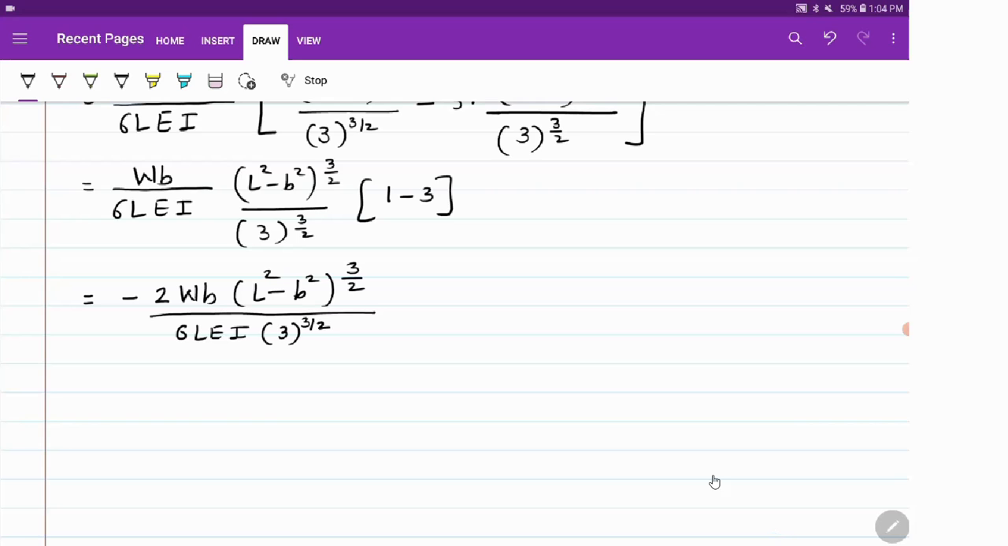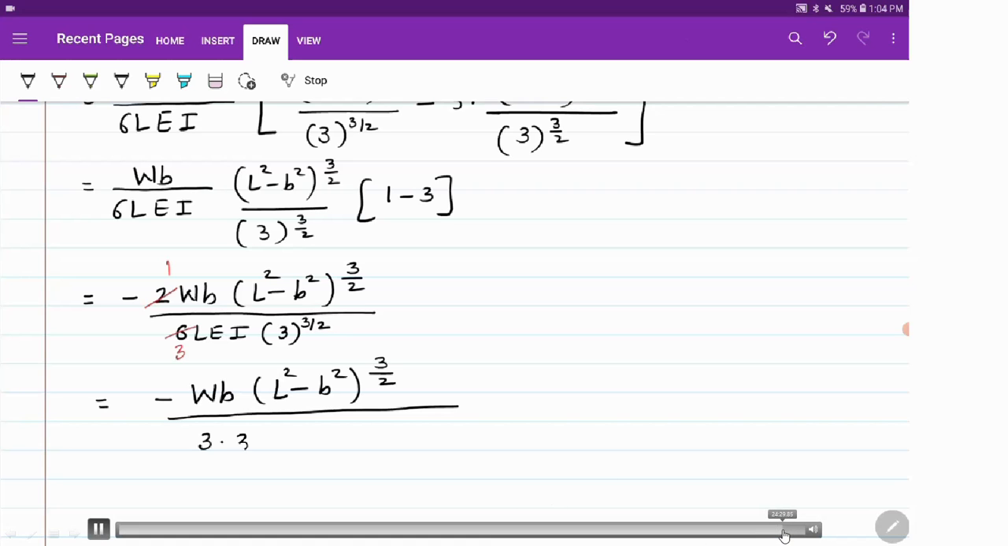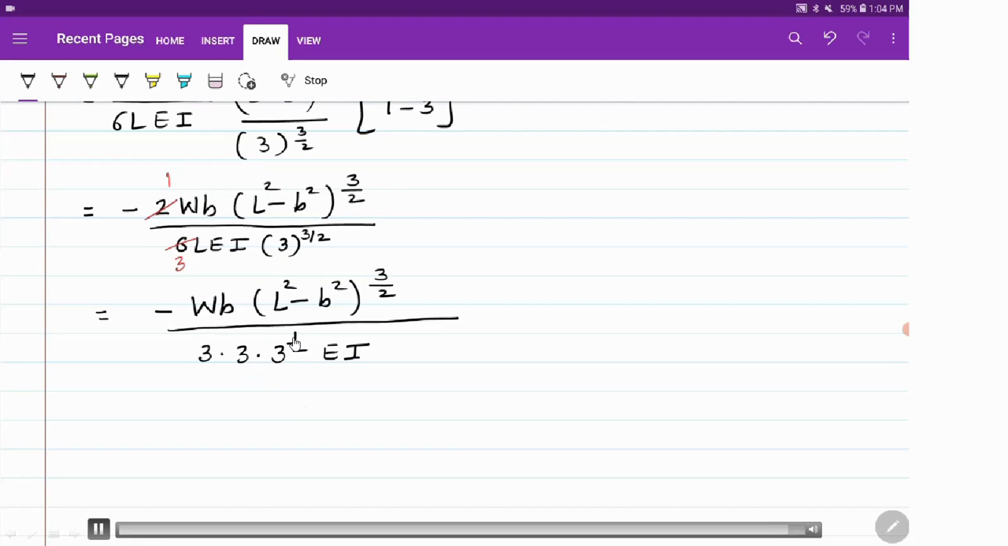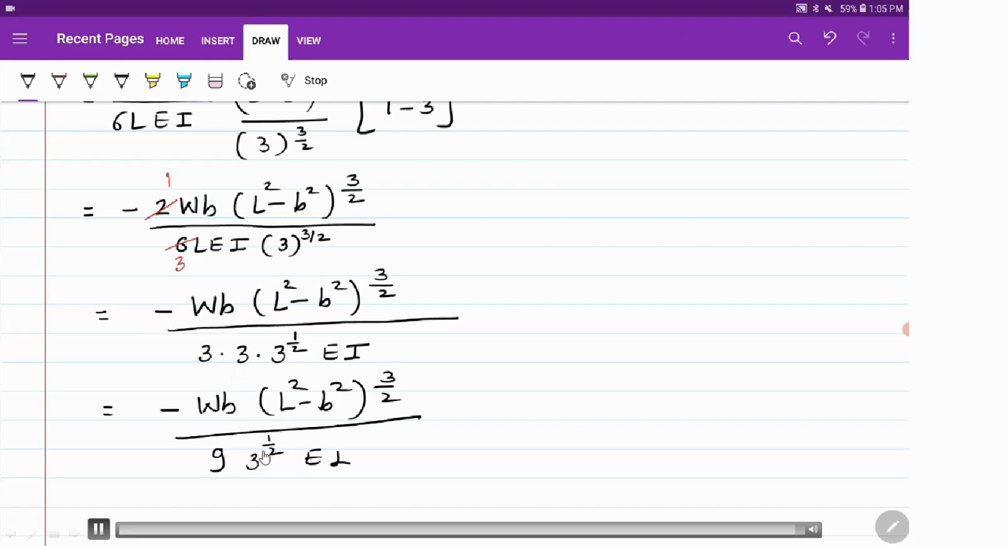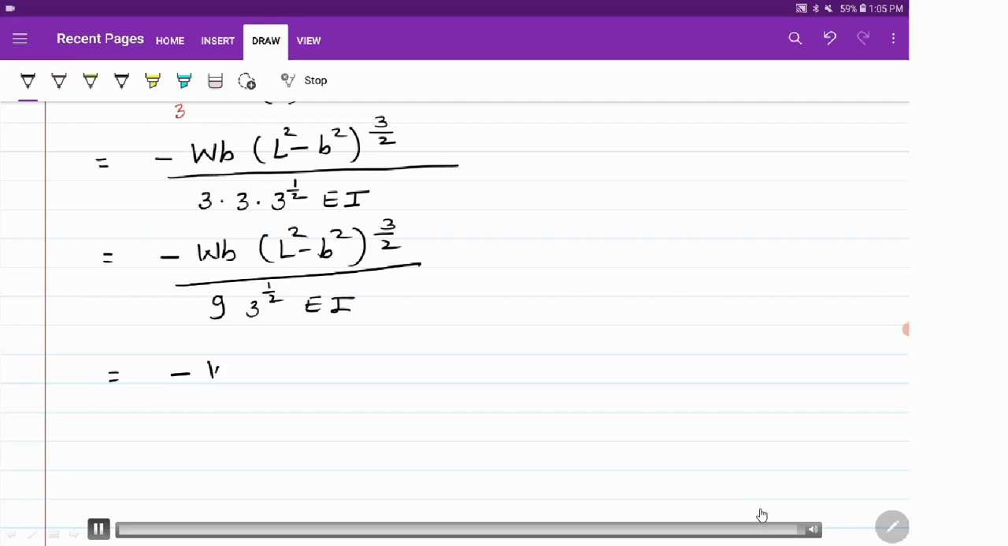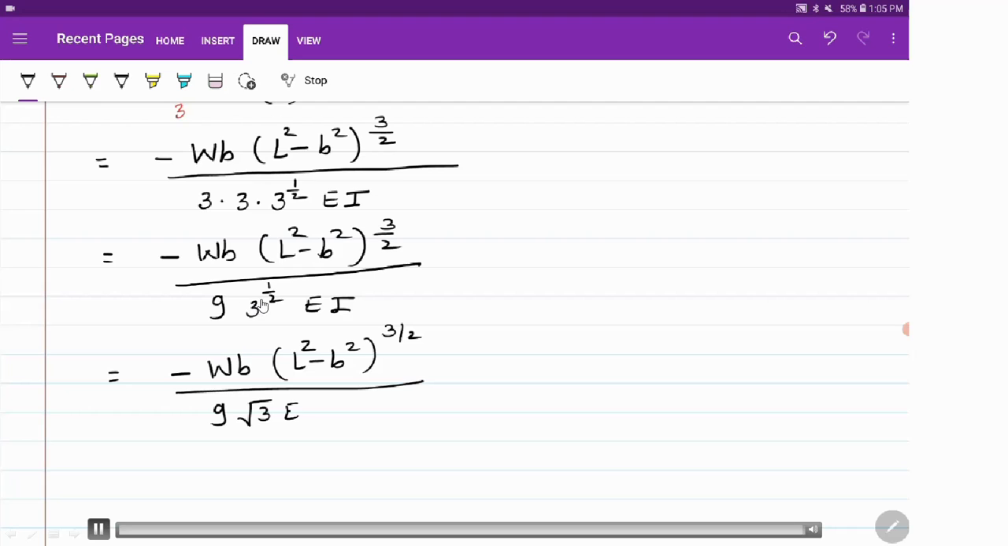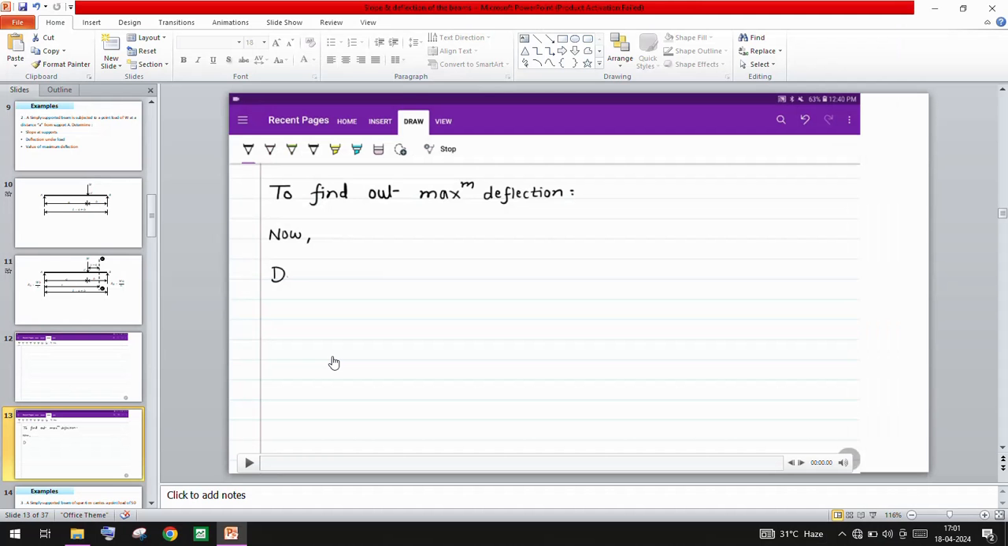Now 3 raised to 3 by 2, if you want you can simplify that particular term also or keep it as it is. So 3 raised to 3 by 2 is nothing but 3 into 3 raised to 1 by 2. A raised to m into A raised to n is a raised to m plus n. So 3 into 3, that is 9, 3 raised to 1 by 2, EI. So this is the value of maximum deflection. 9 under root 3. We can write 3 raised to 1 half as under root of 3, EI and a. So in this way, we can find out the value of maximum deflection. Thank you very much for watching.